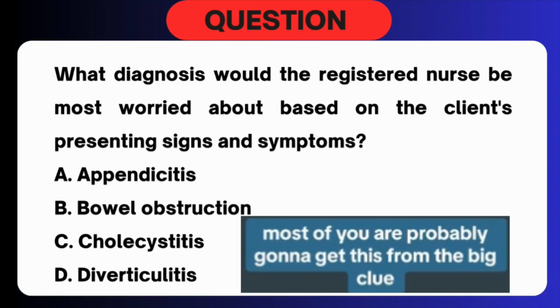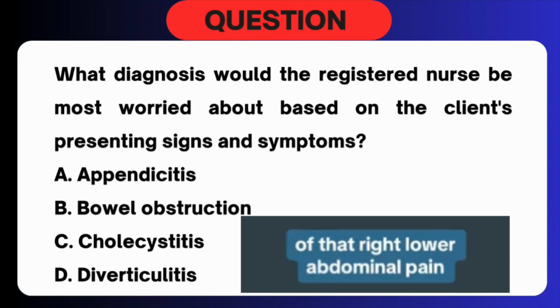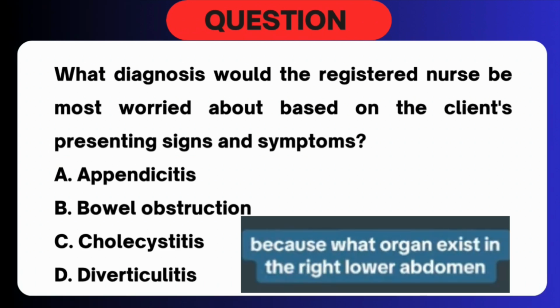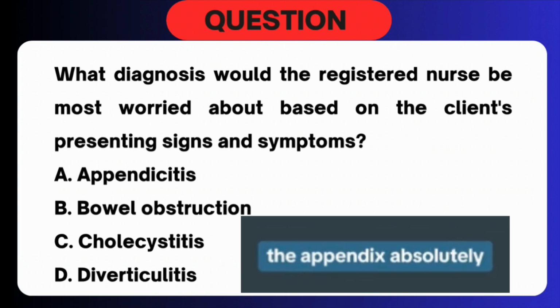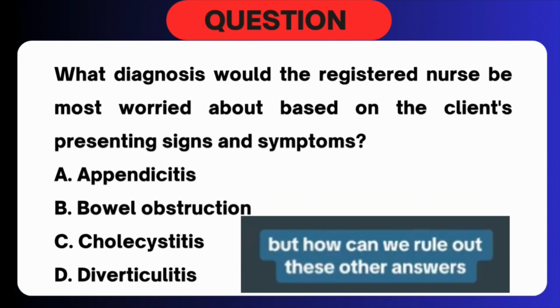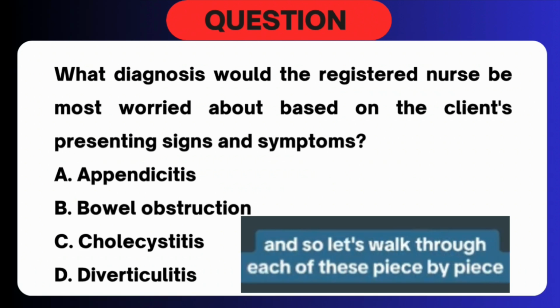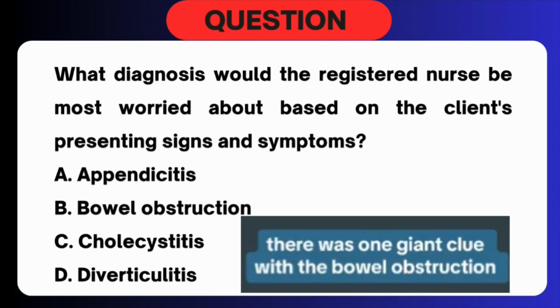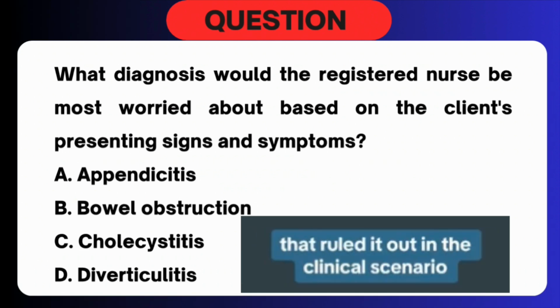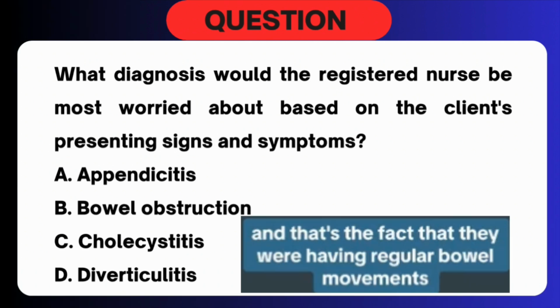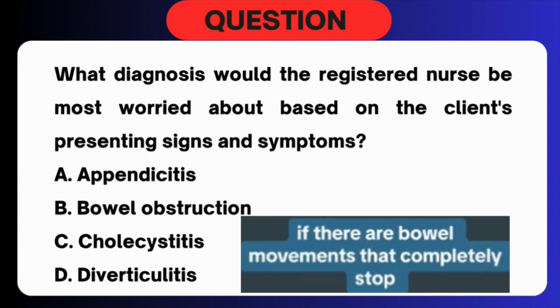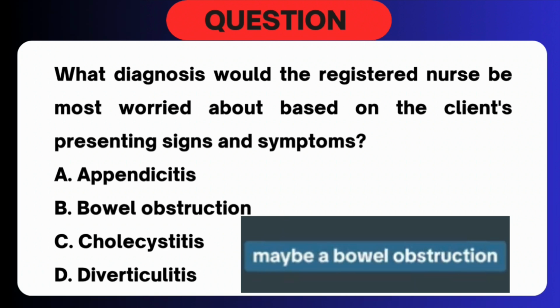Most of you are probably going to get this from the big clue of that right lower abdominal pain, because what organ exists in the right lower abdomen? The appendix, absolutely. But how could we rule out these other answers? And so let's walk through each of these piece by piece. There was one giant clue with the bowel obstruction that ruled it out in the clinical scenario, and that's the fact that they were having regular bowel movements. If their bowel movements had completely stopped, maybe a bowel obstruction.